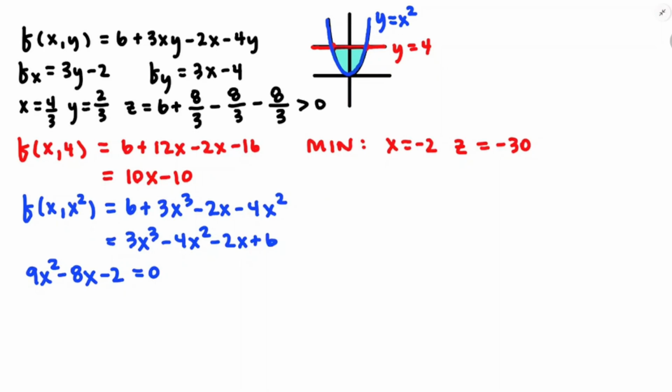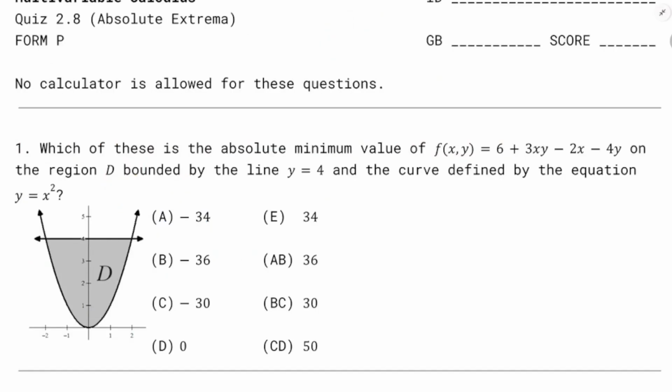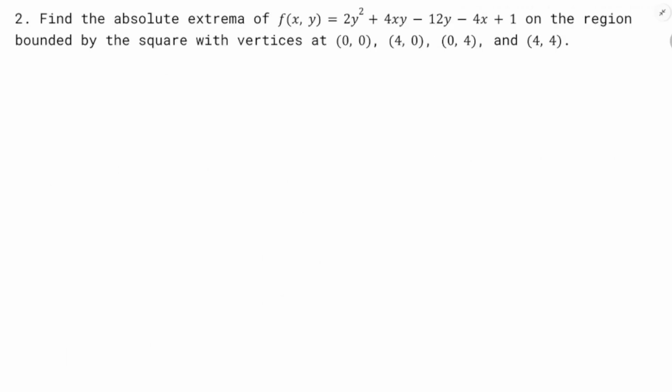So I'm going to conclude that because I've checked the critical points, I found that x equals 4/3 and y equals 2/3 gave me a positive number. I checked the boundary, the y equals 4 and the y equals x squared, and the lowest value I found along the boundary was -30. I know I've checked everywhere, and I know that -30 is my global minimum. So I'll just go ahead and say, that's my conclusion, and I'm ready to move on.